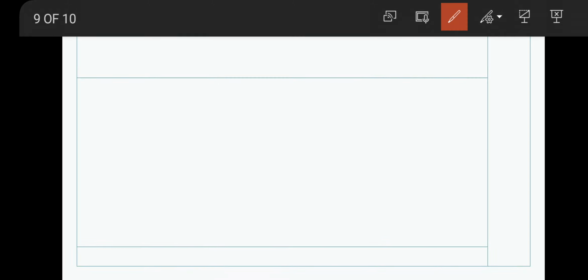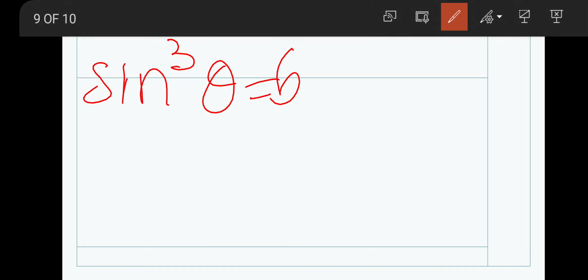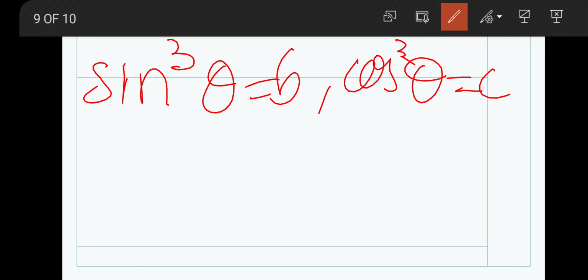So this is the second example, and let's have a third example also. Example 3: eliminate theta from the following equations. Sine cube theta equals b and cos cube theta equals c. Now what can we do? This is a kind of different thing. So what I want to do is, sine cube theta equals b.